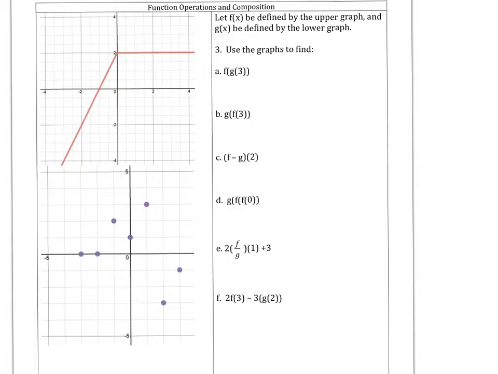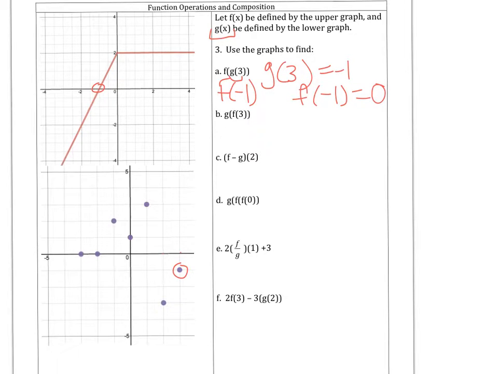For the function section, here we're looking at some problems that are combining functions on tables and functions from points. So for f of g of 3, first thing I've got to do is find g of 3. G is the lower graph, so g of 3 equals negative 1. Since I'm finding f of g of 3, I'm really finding f of negative 1. I'm going to use the top graph, and negative 1 has a value of 0.